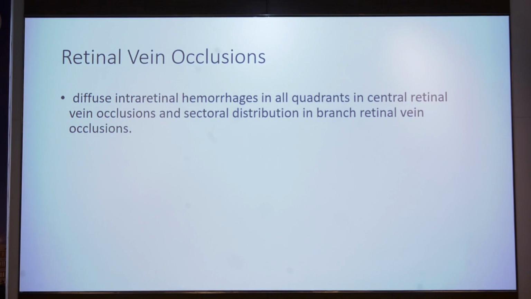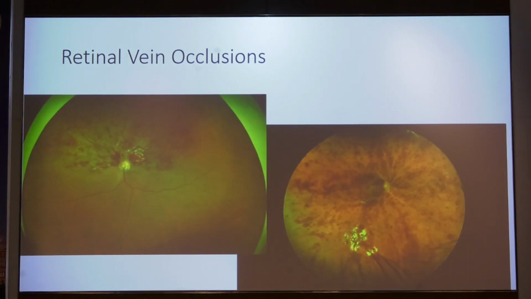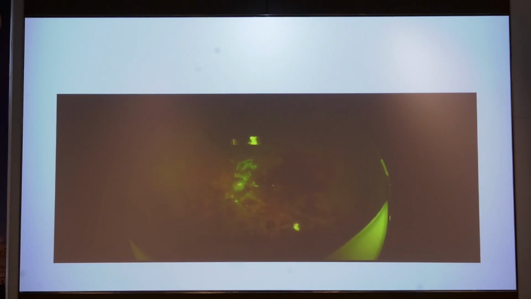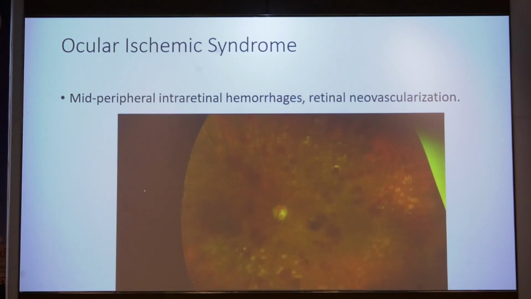In RVOs, we see diffuse intraretinal hemorrhages in all quadrants in central vein occlusion, and sectoral distribution in branch vein occlusions. Here we can see on the left side a superior hemi-RVO, and on the right side we can see CRVO. Here also is one post-op case where an inferior hemi-CRVO is there.